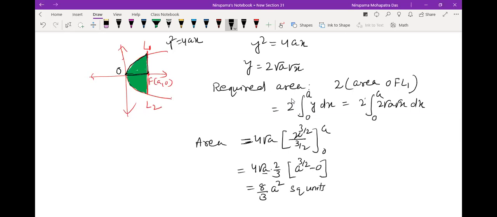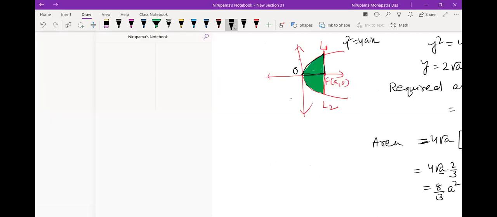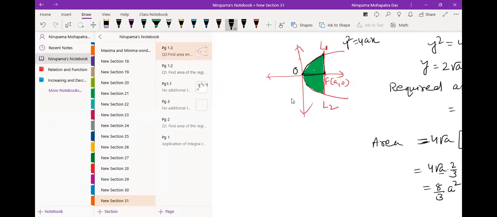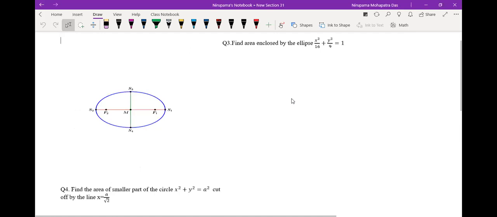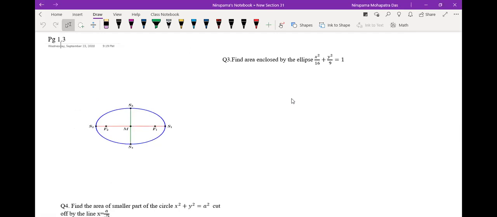Okay. So this is basically the area of the region shaded by green color. Now the next question is: find the area enclosed by the ellipse x square by 16 plus y square by 9 equal to 1. So here, you see, we draw the rough sketch.